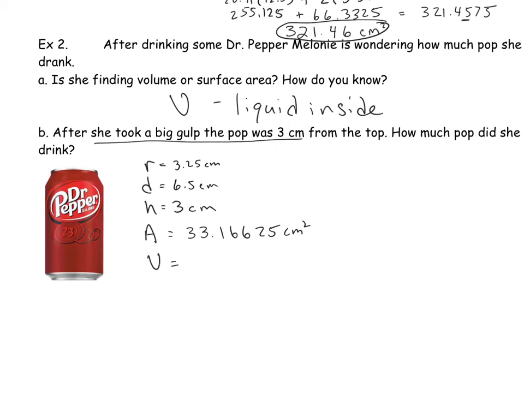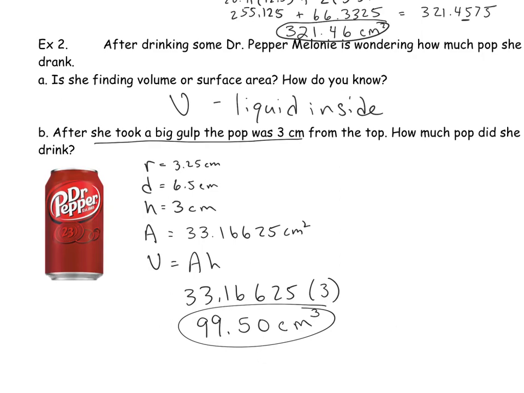To find volume, we take 33.16625 and we multiply that by 3. 33.16625 multiplied by 3, and we get 99.49875, which would round to 99.50, or just 99.5 centimeters cubed. And that's that.